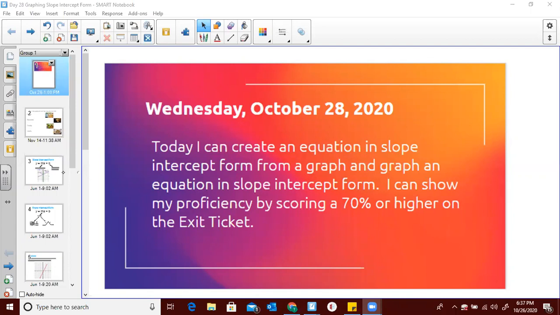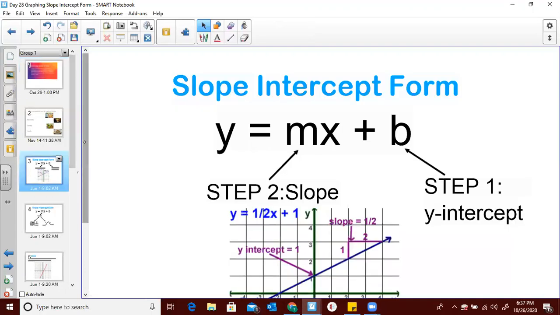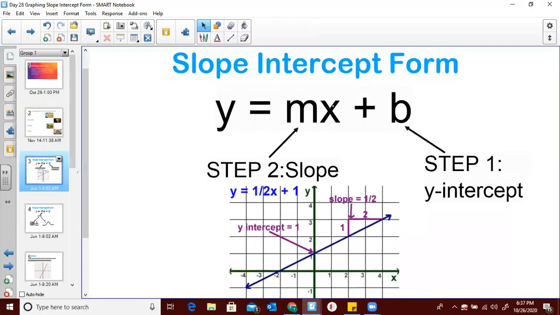So today should be pretty quick. We learned the basics yesterday. We'll do a brief review and I'll show you some tricks to help you out on the test. All right, so let's not forget from yesterday our slope-intercept form. Remember, our slope is going to be our m, and our y-intercept is going to be our b.